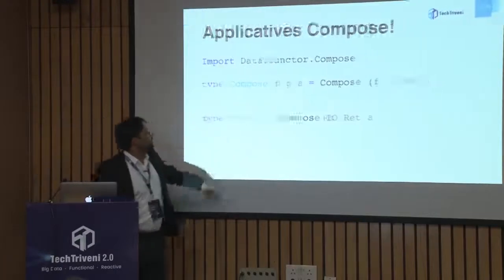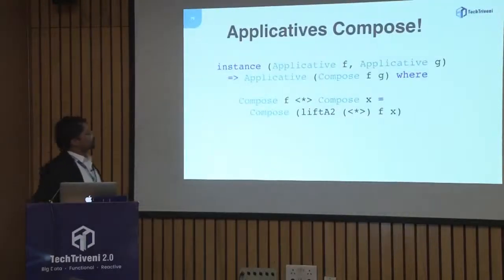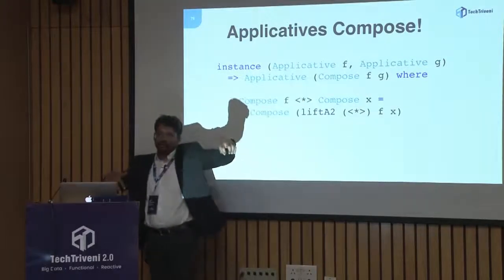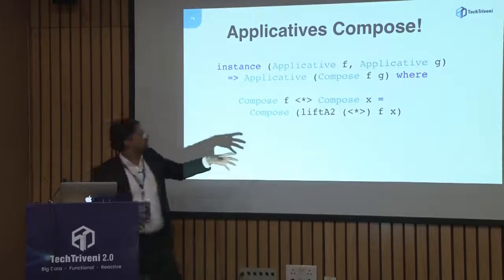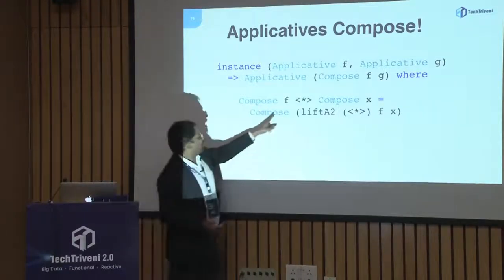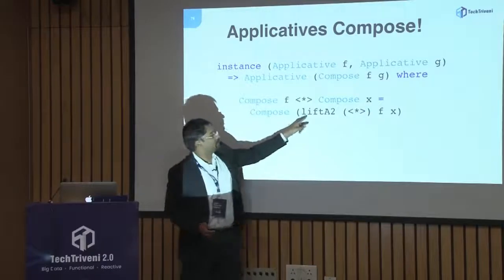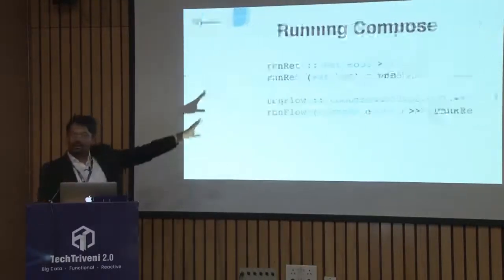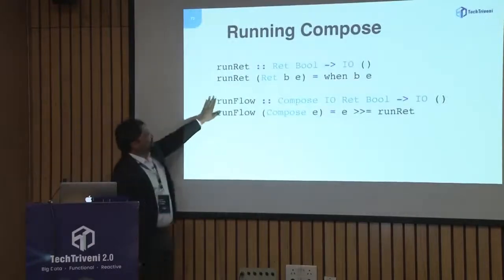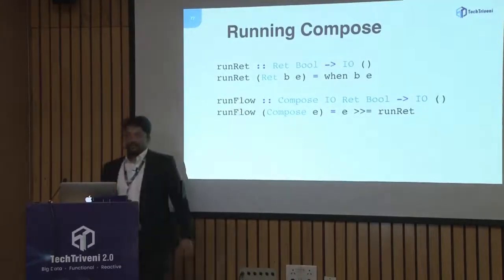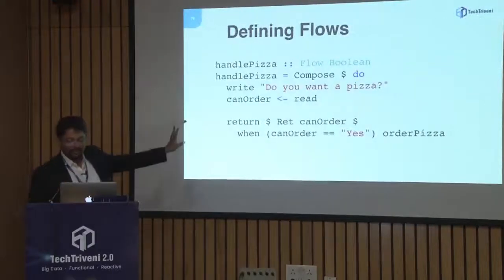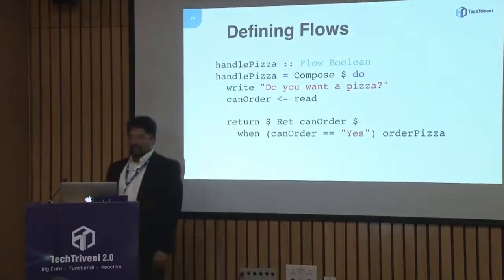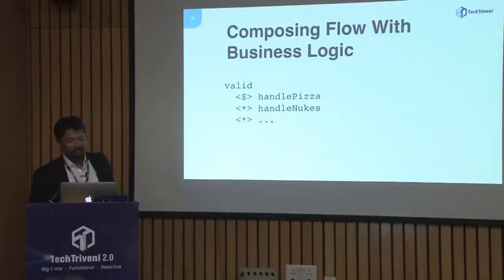Once you've defined it like this, then we already get this applicative instance, which you don't need to understand. All this says is that if both the constituents, the IO effect and ret, are applicatives, then the combination is also an applicative. What this basically means is that it will use the applicative instance for the constituents and combine them together. This is already written for us. And we define a run flow, which basically calls run ret, right? Once we've done this, we define flows in the normal way, but we wrap it in compose because that's a new data type, and it's otherwise exactly the same.